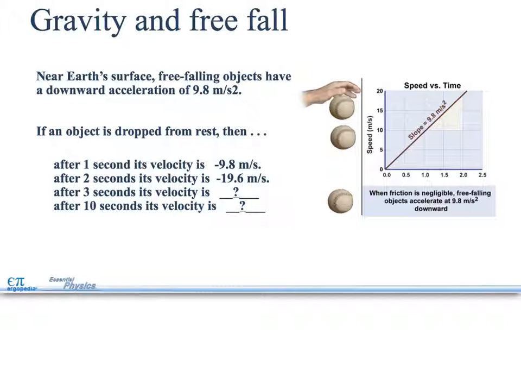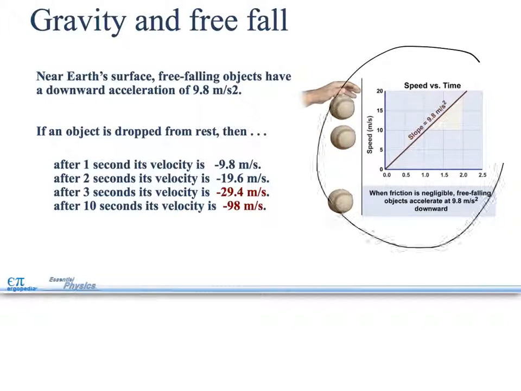Near Earth's surface, free-falling objects have a downward acceleration of 9.8 meters per second squared. If an object is dropped from rest, then after 1 second, its velocity is negative 9.8 meters per second. After 2 seconds it's negative 19.6. What would it be after 3 and 4? So then it would be negative 29.4, and then after 10 seconds, it would be negative 98 meters per second. You see how it goes, and we have a graph here also showing that the slope of the speed or velocity time graph would be gravity.